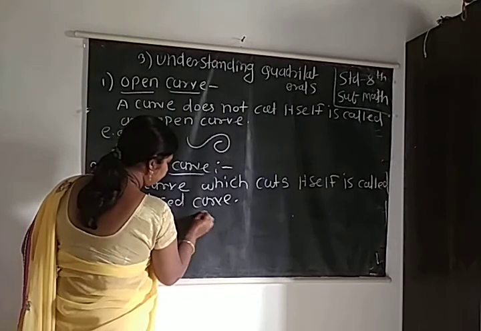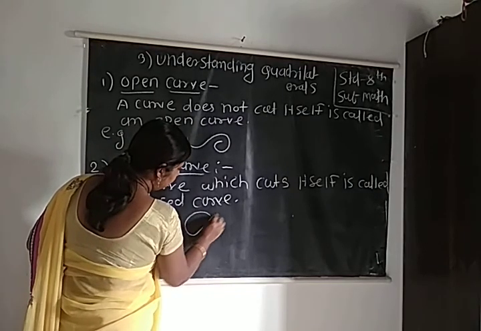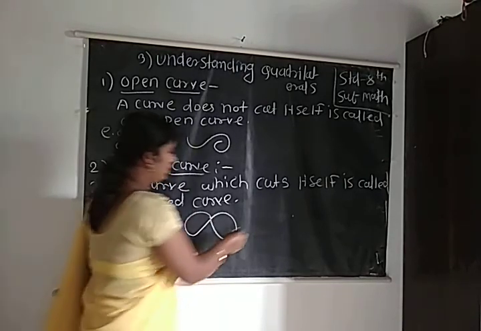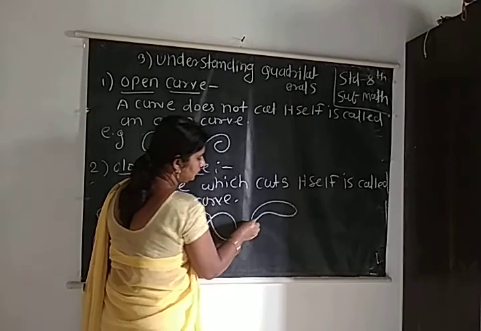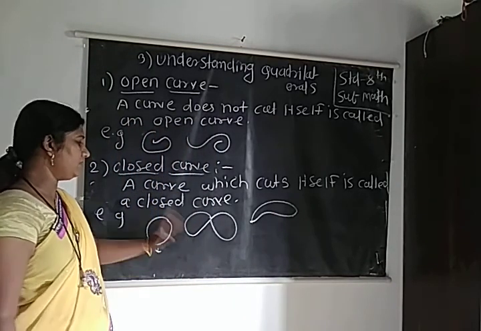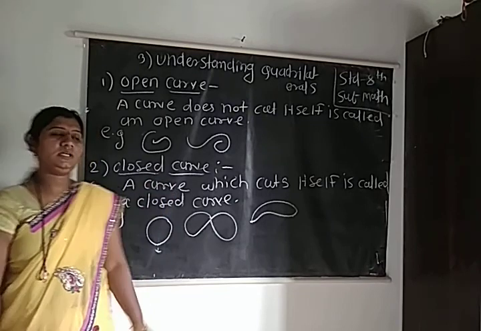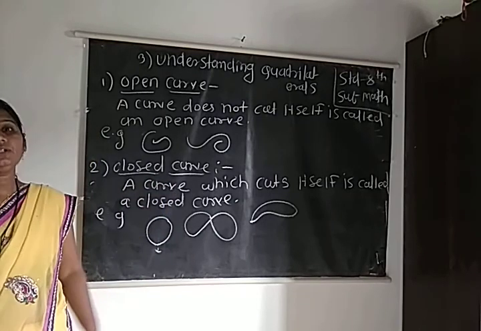Again, this is a closed curve. This is an example of a closed curve. Now this is a closed curve. These are the examples of closed curve. So what is meant by closed curve? A curve which cuts itself is called a closed curve.